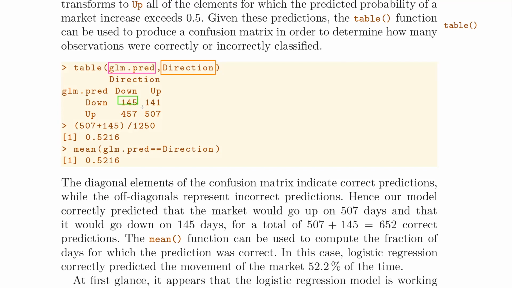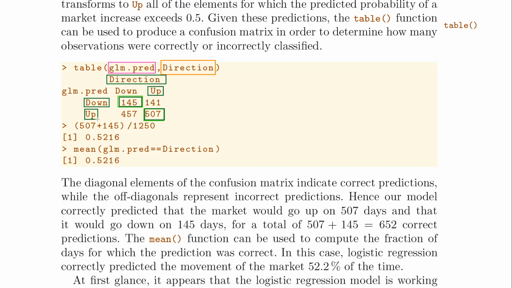We only got these right. Why do I say that? Because the direction had 145 downs that were correctly classified as down. And the direction data had 507 ups that were correctly classified as up.